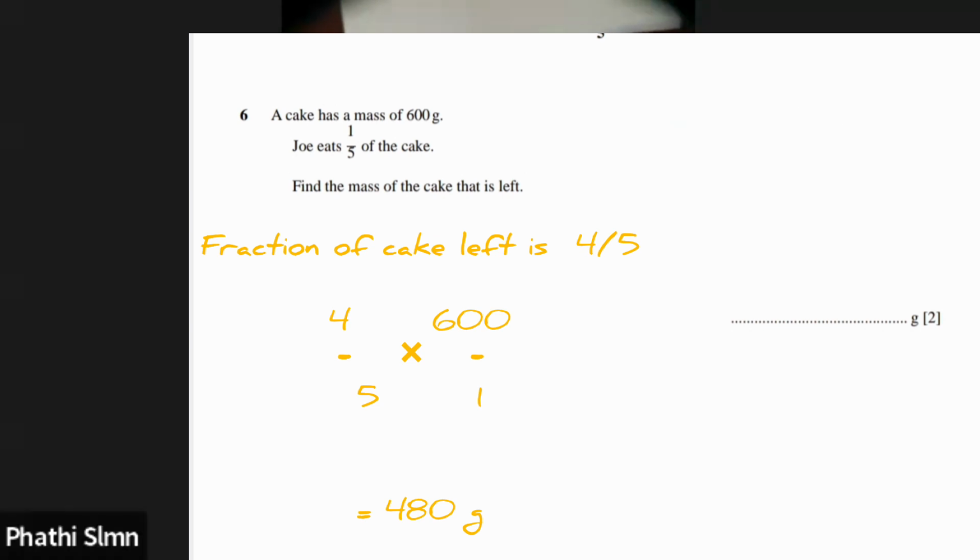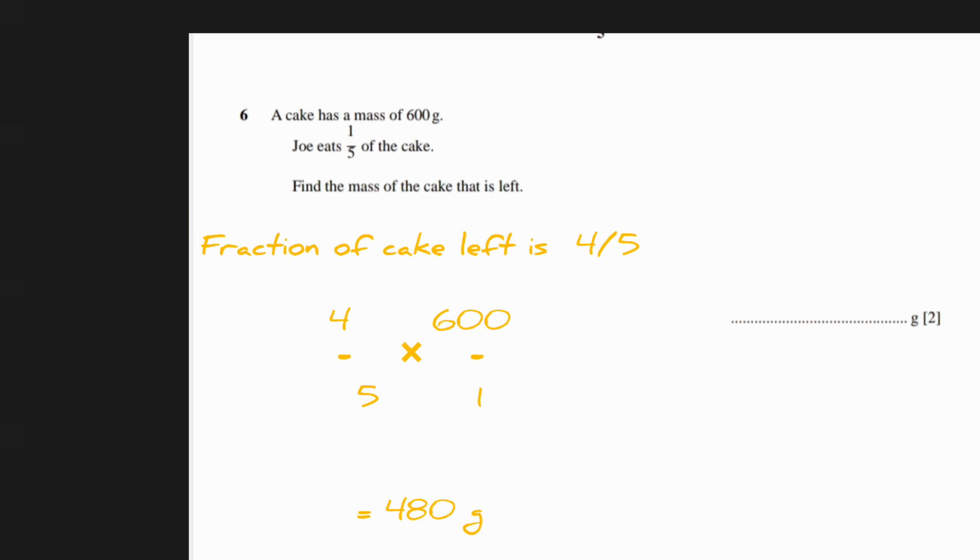So the cake that was left is 4/5. That's the fraction of the cake left. So you simplify. There we found out it's 120. So 120 times your 4, you get your 480 straight away. So the mass of the cake that was left is 480 grams.